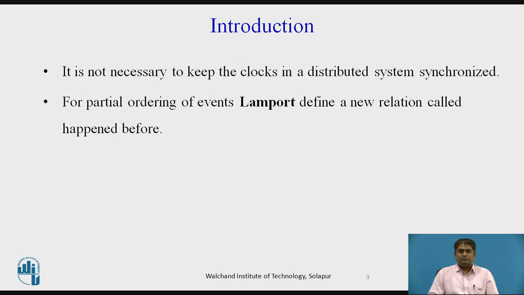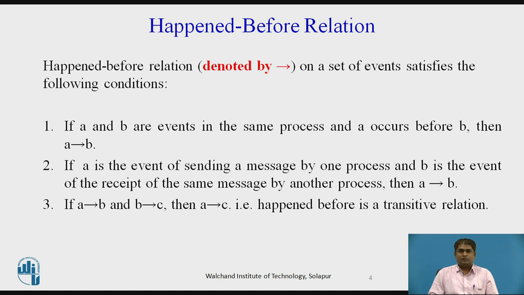For partial ordering of events, Lamport defined a new relation called the happened-before relation and introduced the concept of logical clocks for ordering of events based on the happened-before relation. The happened-before relation, denoted by a forward arrow, on a set of events satisfies the following conditions. Condition 1: if A and B are events in the same process and A occurs before B, then A happened before B.